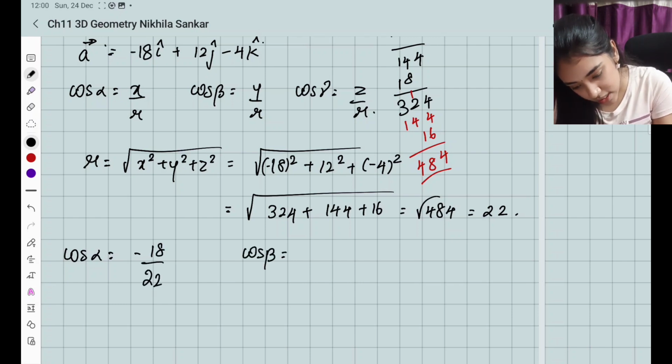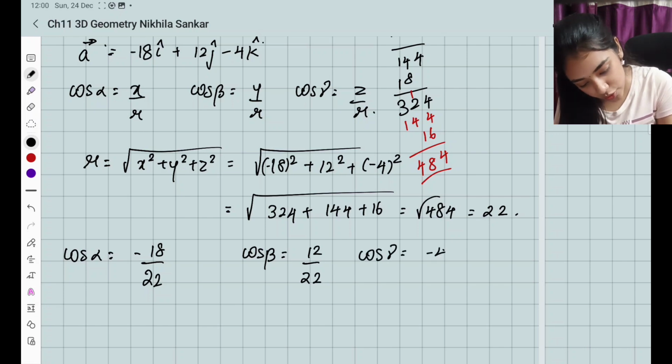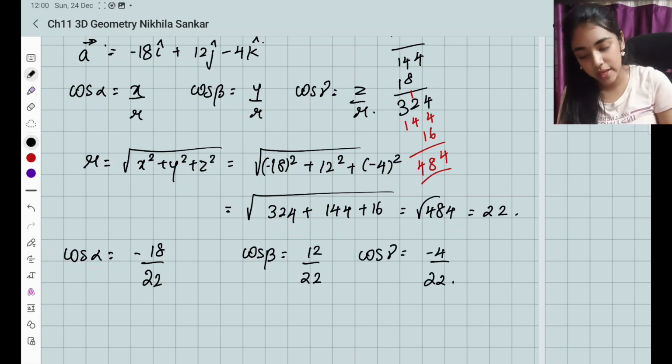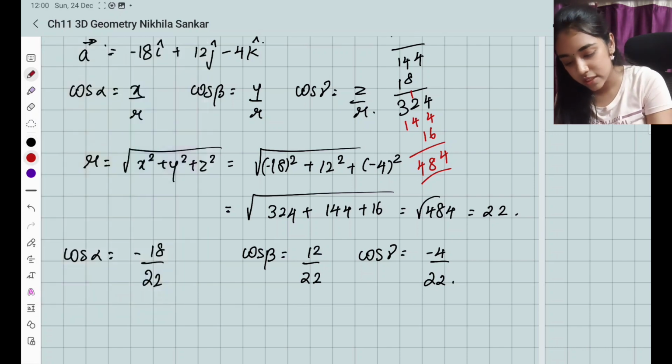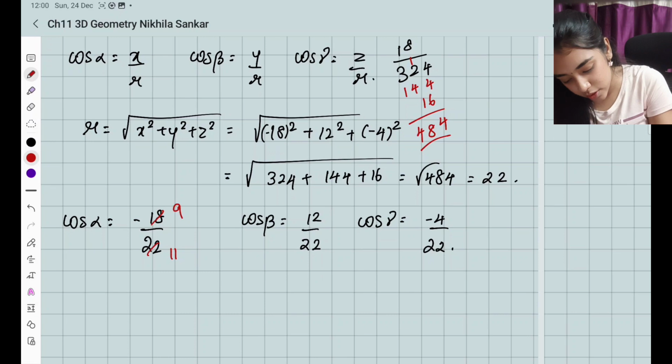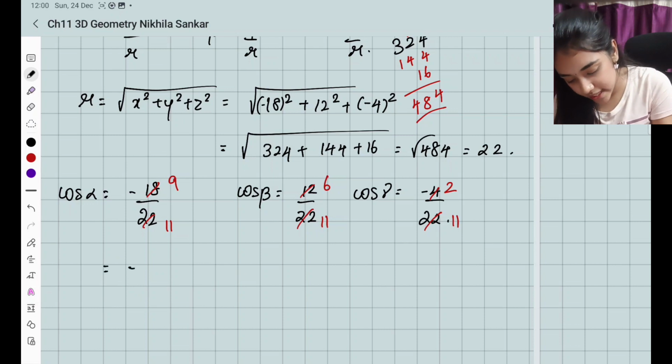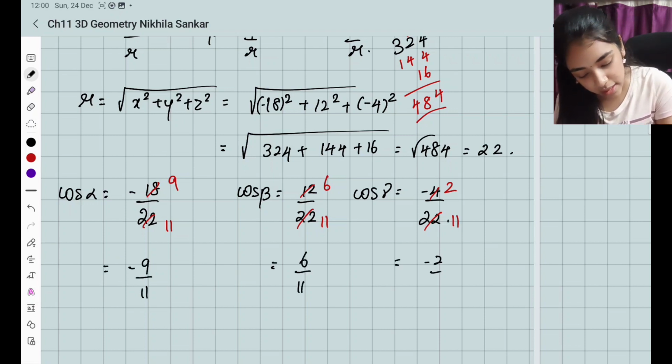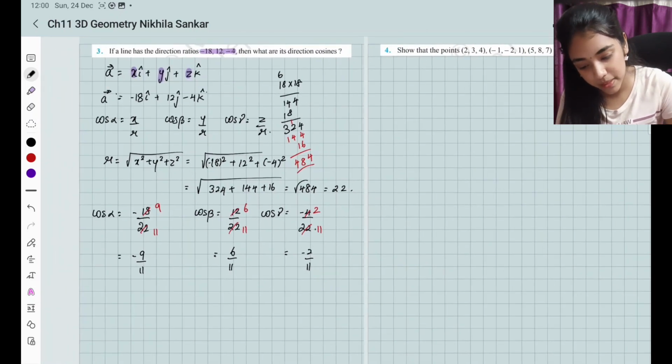Cos beta is going to be 12 divided by 22 and cos gamma is going to be minus 4 divided by 22. X, Y, Z value substitute பண்றேன். இதை further simplify பண்ணலாமா? 2 table simplify பண்ணா I have 2 9s are 2 11s are 2 6s are 2 11s are 2 2s are 2 11s. இப்போ direction cosines என்ன? They are going to be minus 9 divided by 11, 6 divided by 11 and minus 2 divided by 11. Okay, please copy.